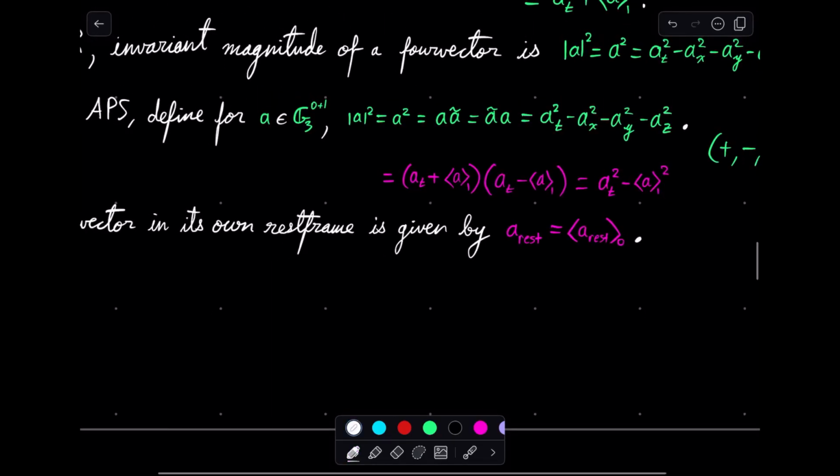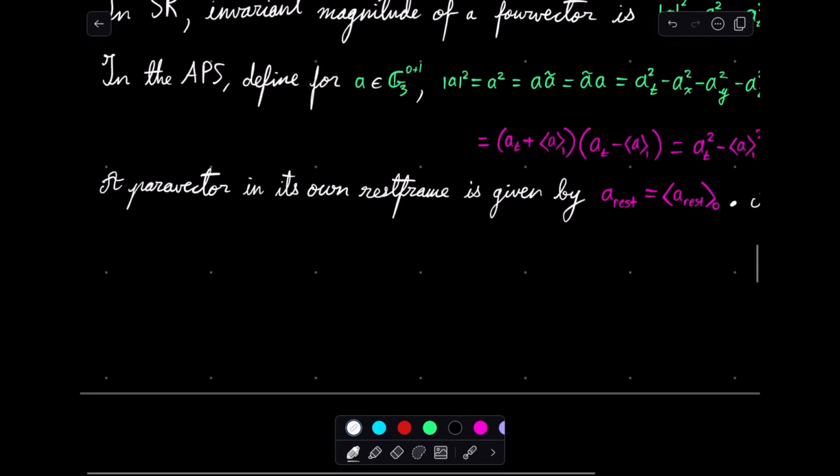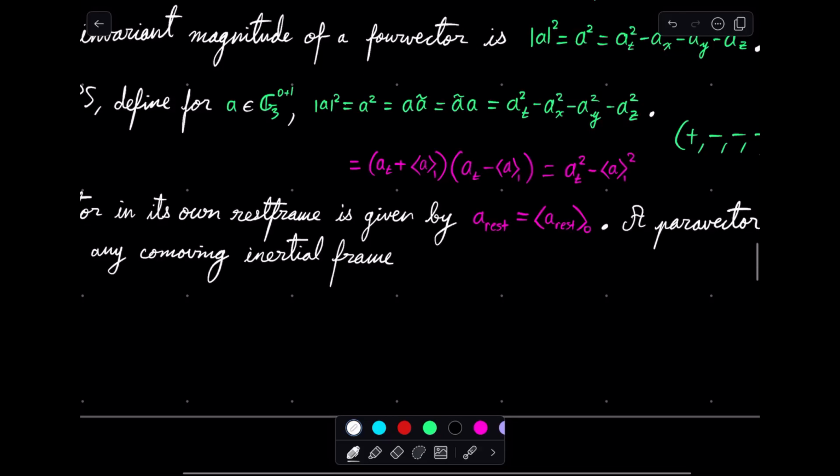So a paravector can also be related to any co-moving inertial frame. And this is called a lab frame.